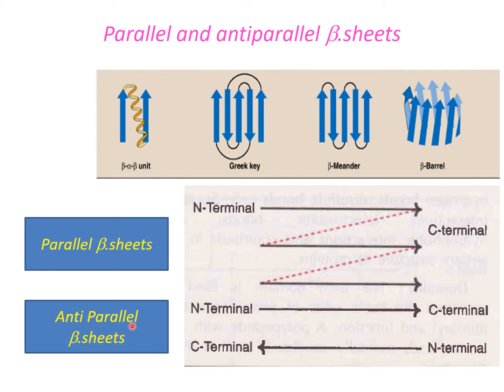This presentation of beta sheets can be seen diagrammatically in different forms, like this beta barrel. This is parallel, this is anti-parallel. Beta, alpha, beta: this is a helical structure with parallel beta sheets, a beta, alpha, beta unit. This is like the Greek key configuration of the beta sheets.